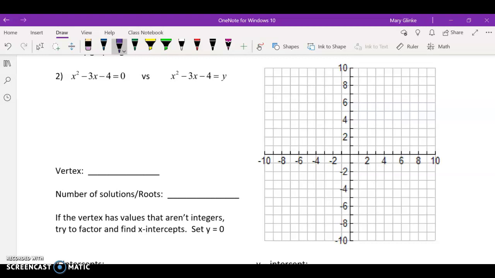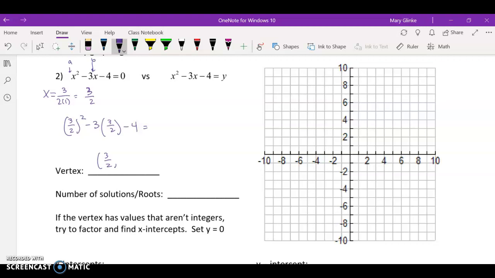So we're going to first find our vertex. We're going to do x equals negative b. So that's going to become a positive 3 over 2a. Now a in this case is 1. So our vertex is going to be at 3/2 comma something. So we're once again going to plug this in. So we're going to do 3/2 squared minus 3 times 3/2 minus 4.